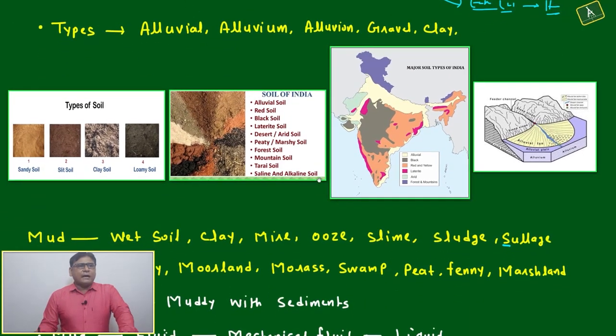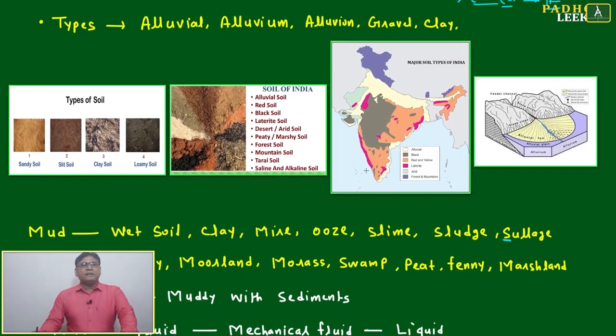Now, types of soil based on the geographical condition, based on their river system, or based on the rainfall, or based on the height of the soil, or whether it is wetland or lowland, a plateau, or mountain area. It depends on all these situations. Mainly these 4-5 types of soils will be there: alluvial, alluvium, gravel and clay.